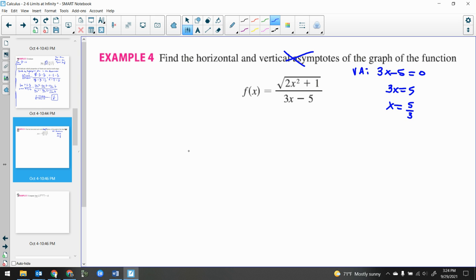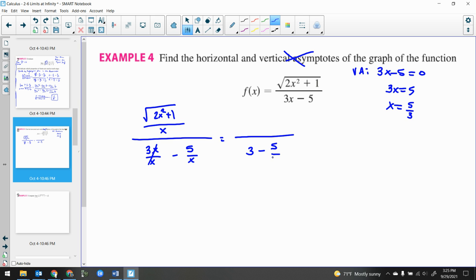Now, horizontal asymptote. Horizontal asymptote is a different story. I said for any rational function, you would divide by the highest power in the denominator. Okay, let's do it. So we would take the square root of 2x squared plus 1, and we're going to divide that whole thing by just x. And we're going to take 3x and divide it by x, and take 5 and divide it by x. So that cancels. So the denominator is just going to end up being 3 minus 5 over x.